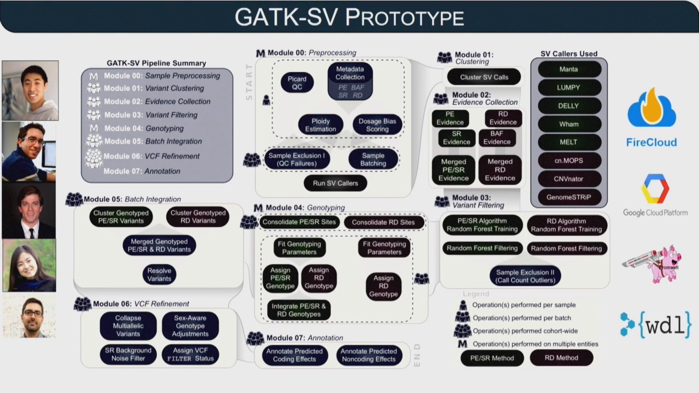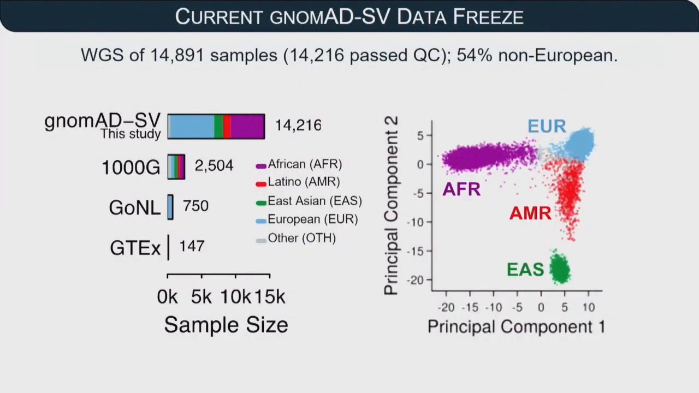So we combine all of these together into a single pipeline that's now on FireCloud, and WDLs are written, so it can be routinely implemented. Okay, the data set is 14,890 samples from many, many different studies that we've aggregated all together.